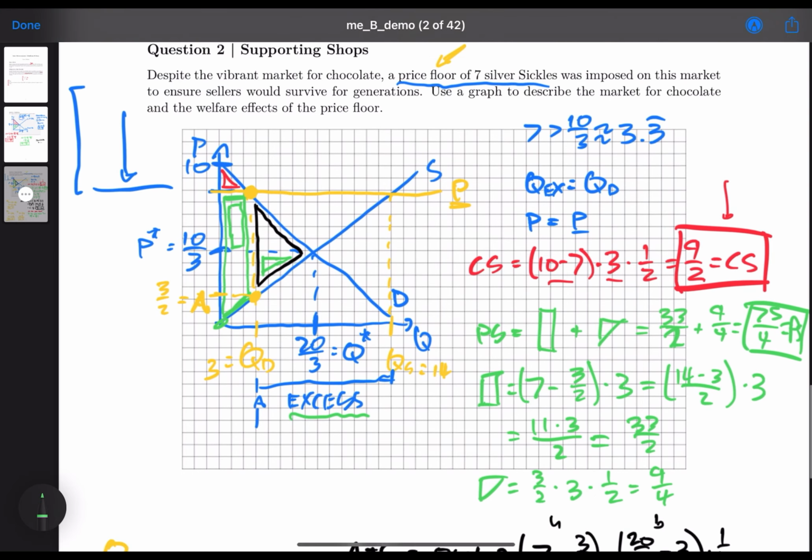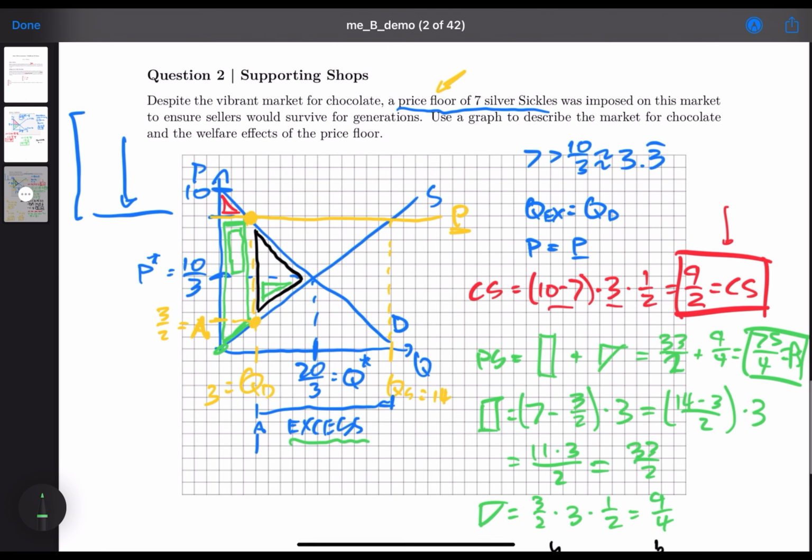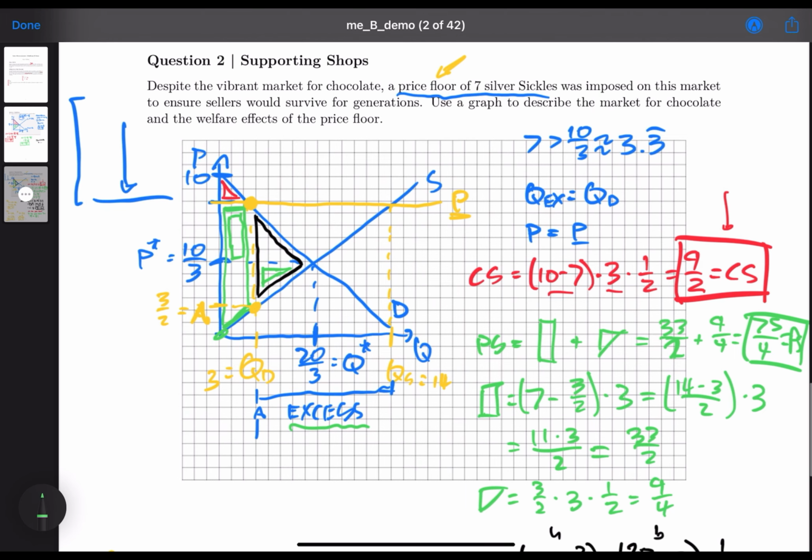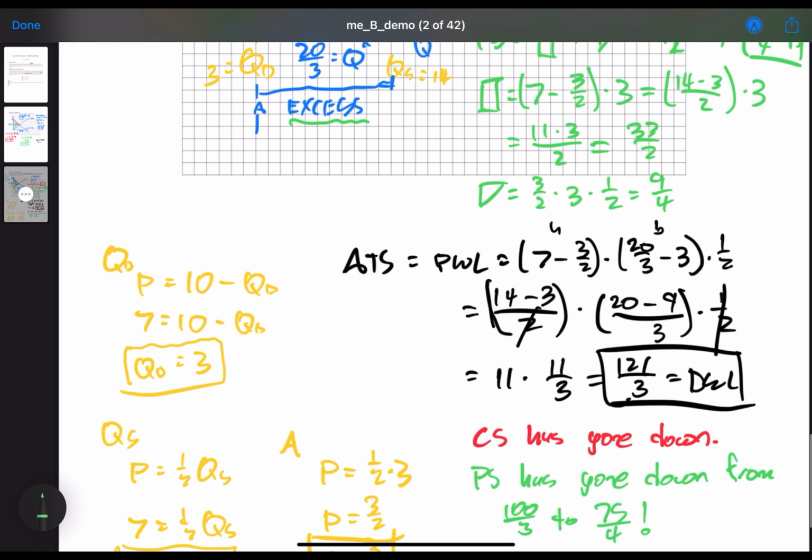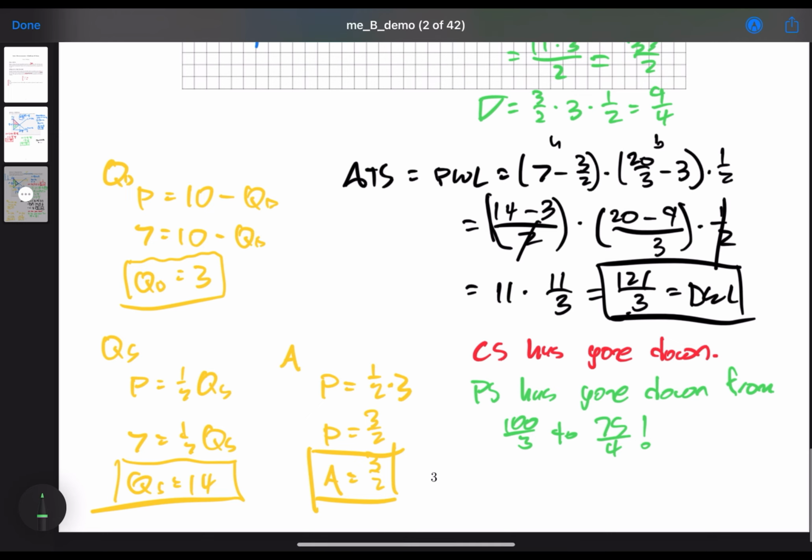So let's just double check we've answered everything, and then I think we'll leave it there. Use a graph to describe the market for chocolate and the welfare effects of the price floor. Yeah, so we've generated a deadweight loss, consumer surplus has gone down, and producer surplus has also gone down. All right, that's it.